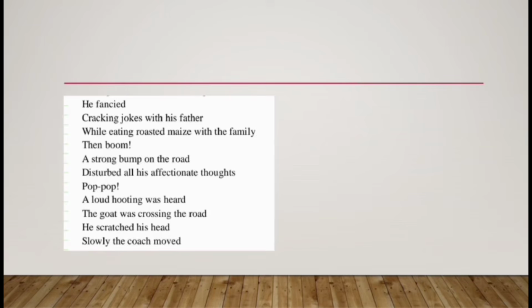Since the poem presents what the persona in the coach thinks before even the things happen, it is a foreshadowing.